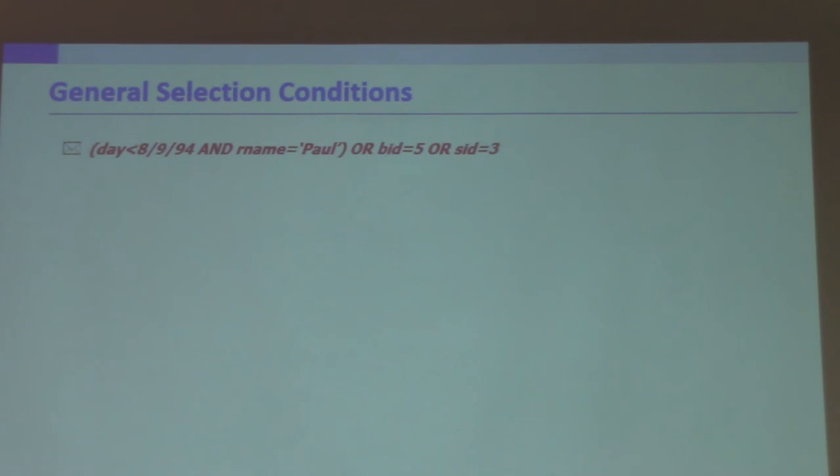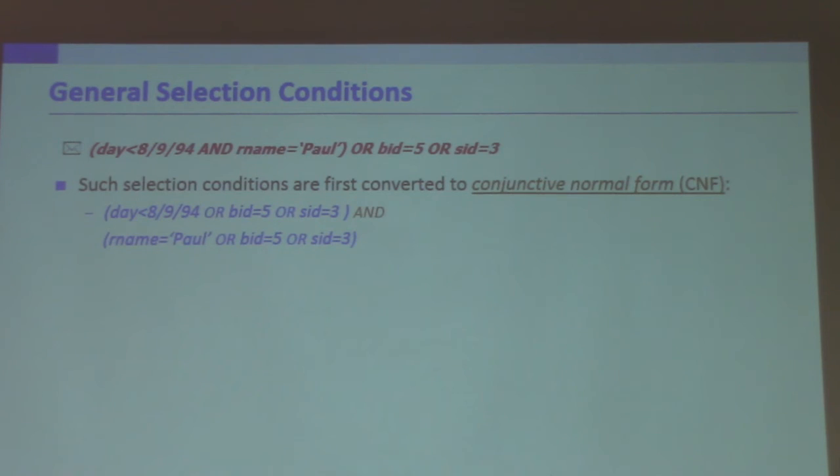What about general selections? You have AND and OR conditions. The first thing is you convert them into what we call conjunctive normal form. Conjunctive normal form means that you have multiple terms, and they are always logically ANDed together. Within each term, you have only OR operators. You may have multiple ORs, but you do not have AND within each term.